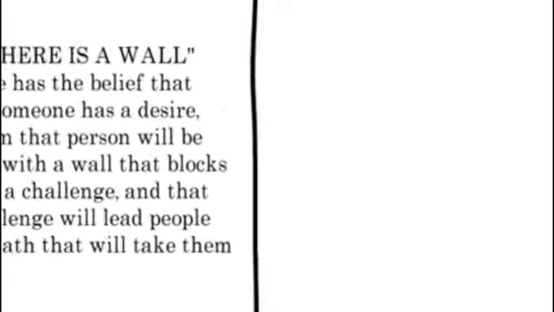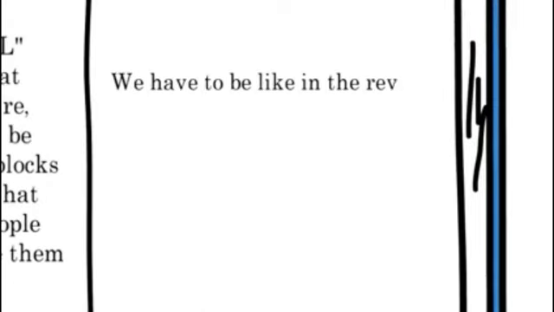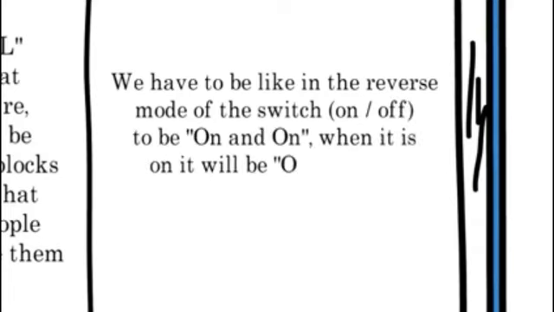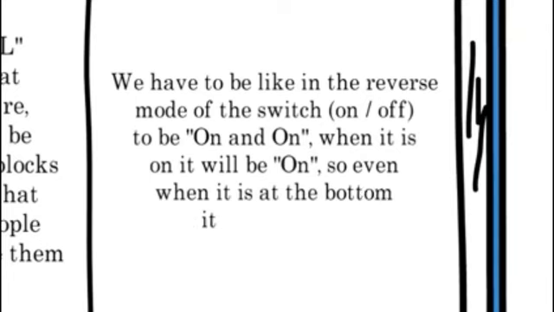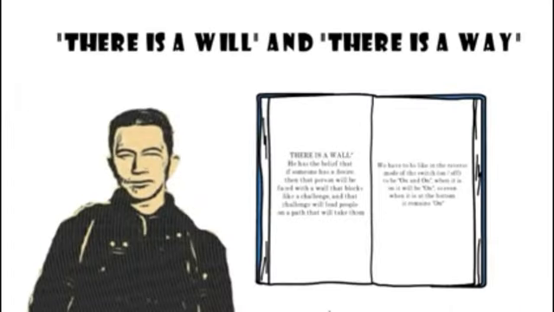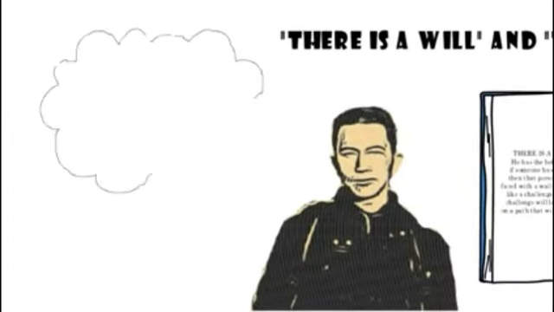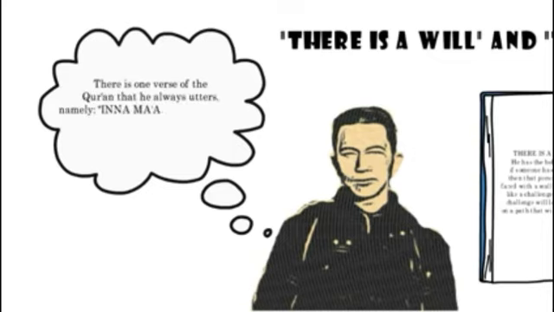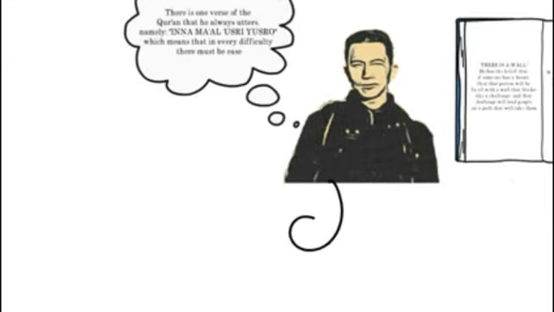In the face of various difficulties, he always sticks to the inverse of the switch mode, or on-off, to on-on. When he is on top, it will be on, and when he is at the bottom, it remains on. He is a person who always thinks positively, even when faced with any kind of difficulty. There is one verse of the Quran that he always utters, namely, Inna ma'al yusri yusro, which means that in every difficulty, there must be ease.